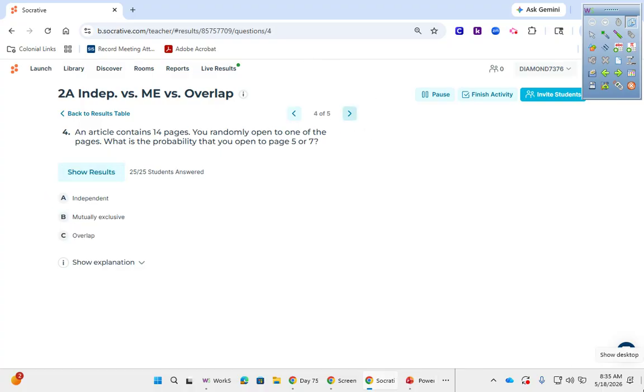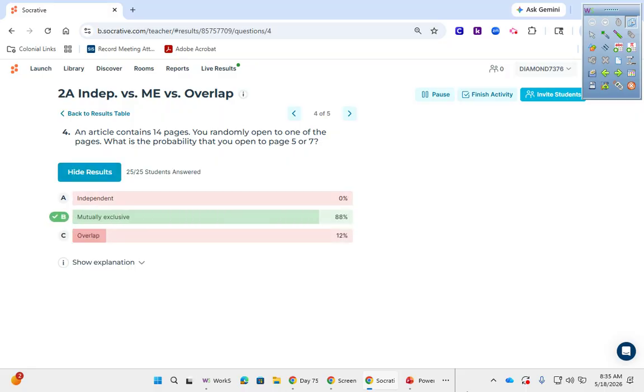An article contains 14 pages. You randomly open to one page. One page. So it can't be independent. Now let's look at the 2 events. Page 5, page 7. Is there anything in it that's page 5 that's also page 7? No. This one is mutually exclusive. We had that one good.